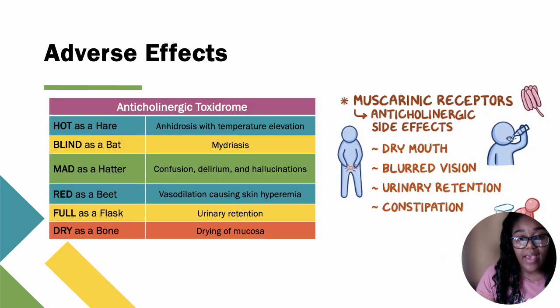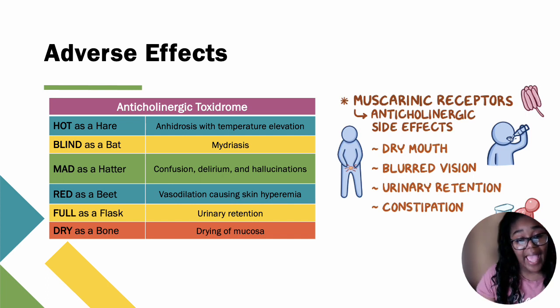So you can have anticholinergic toxidrome, and this is normally characterized as some of our adverse effects here. So again, you have hot as a hare. This is anhidrosis, without water with temperature elevation. That's speaking to some dehydration there. You are blind as a bat. So that's mydriasis, pupil dilation or dilated pupils, so you can't necessarily see that well.